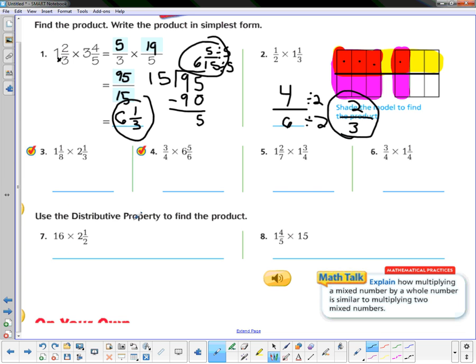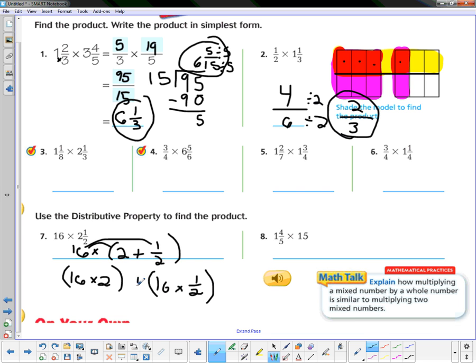So we're going to use the distributive property here. Remember, this can also be written as 16 times, break it up, 2 plus 1/2. We broke it up there, and then we're going to change it around and go 16 times 2, and then also 16 times 1/2. So we're just distributing it out. And then we'll add those two together.